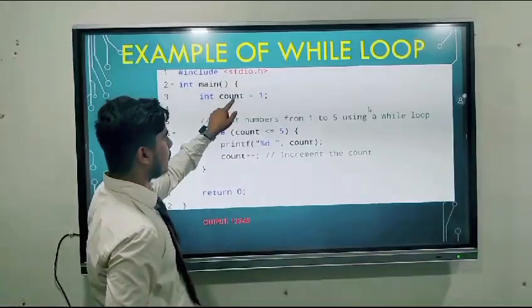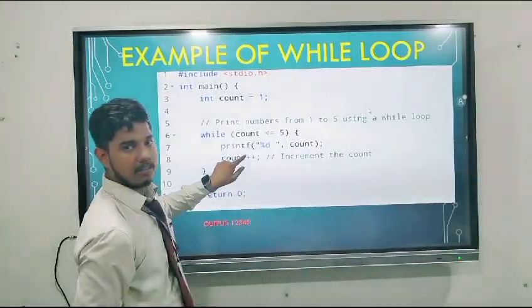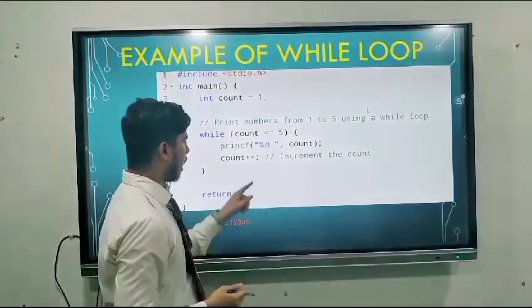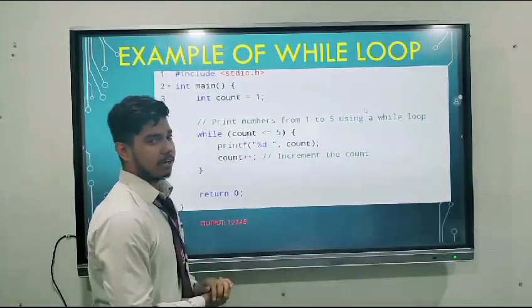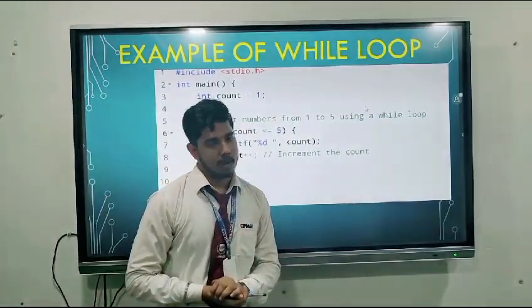After that we do the increment, where count is incremented by 1. After that we check the condition. If the condition is true, then again we enter into the loop. So this is basically the while loop.